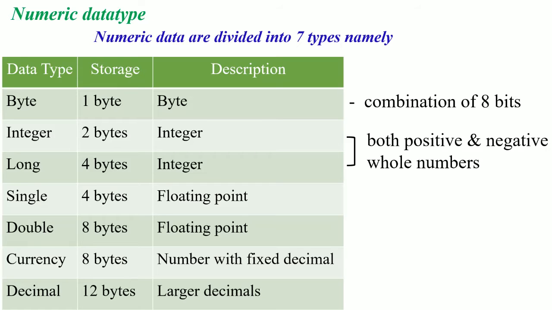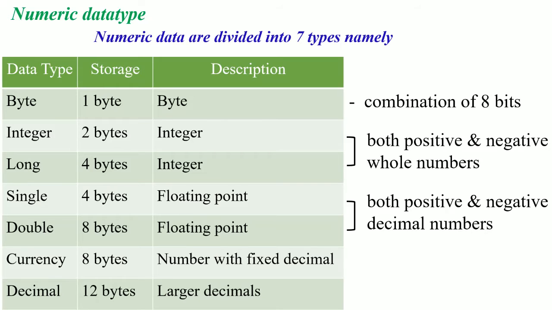Move to the next one, single and double. Floating point. Single and double refer to numbers with a decimal point. For single, the storage location is 4 bytes. If the range is very small for decimal numbers, you use the data type single. If the range is very large, you use the double data type.